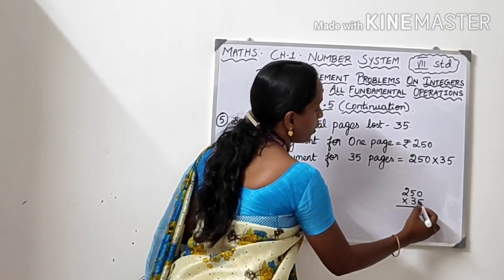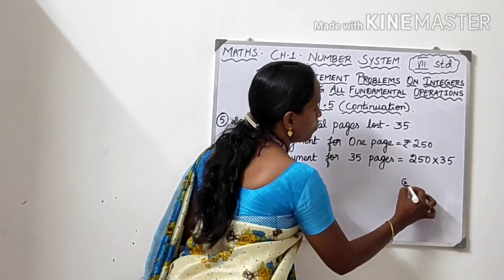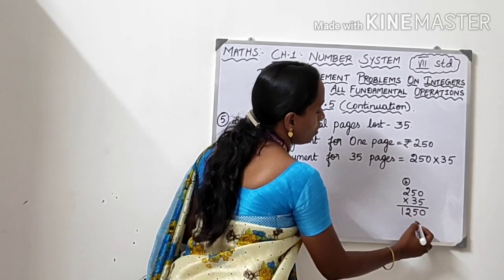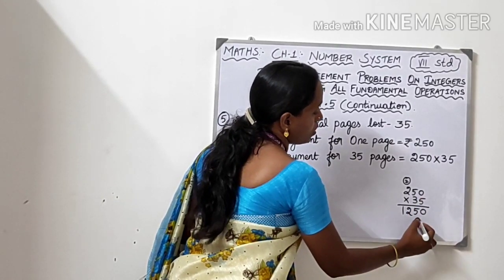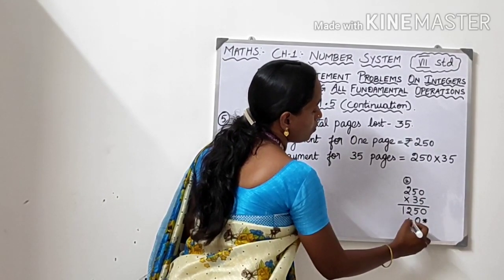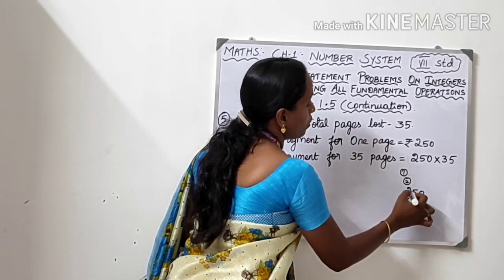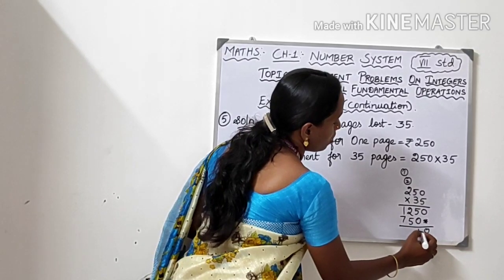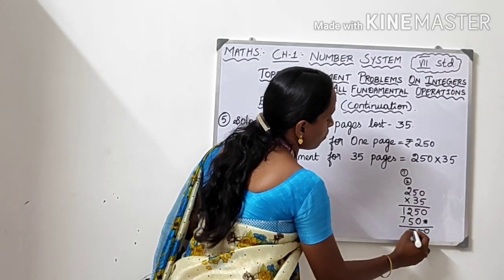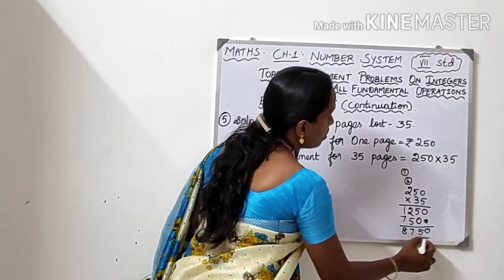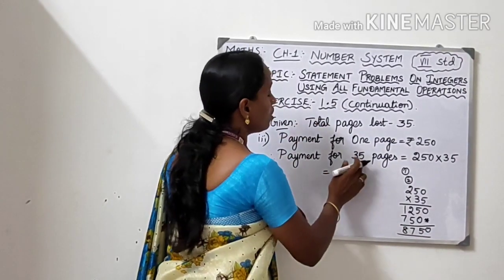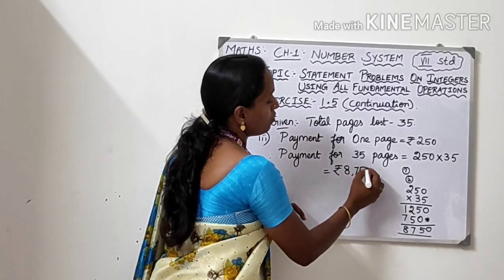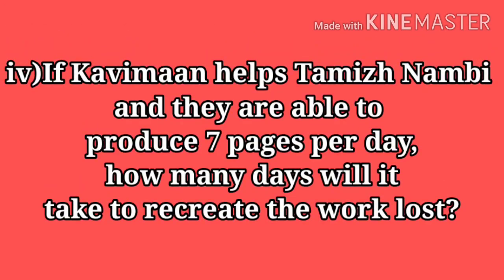5 zeros are 0, 5 5s are 25, 5 carry over 2. 5 2s are 10, 10 plus 2 is 12. Using 3, 3 zeros are 0. 3 5s are 15, carry over 1. 3 2s are 6, 6 plus 1 is 7. 0, 5 plus 0 is 5, 2 plus 5 is 7, 7 plus 1 is 8. So the payment for 35 pages is rupees 8,750. Here is the fourth subdivision.